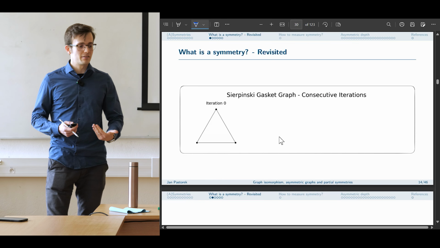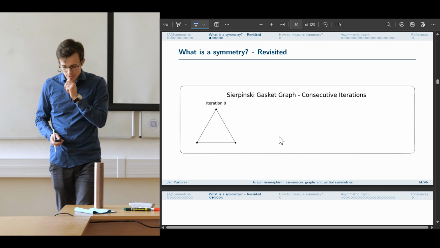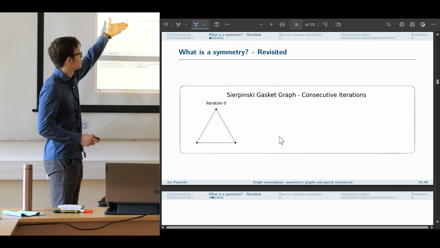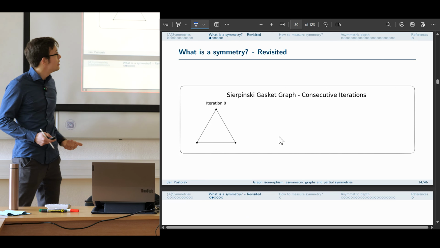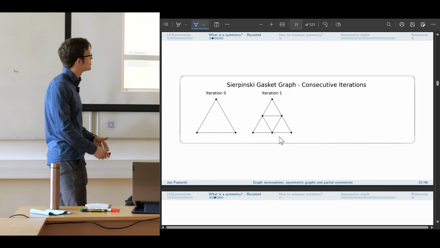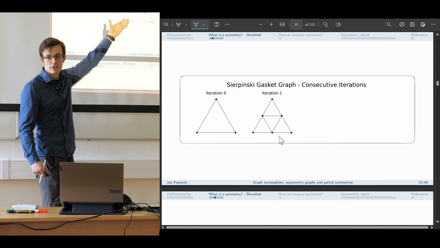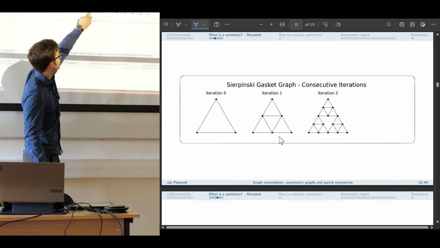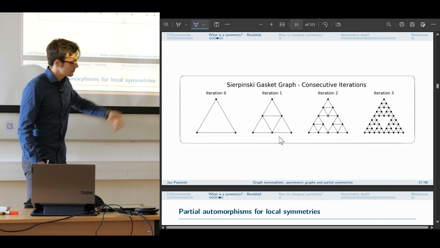So let's revisit what we mean by symmetry. And I want to give you again this very simple graph. But right now I want to challenge your intuition a little bit. It has 6 permutations that preserve the symmetries, 6 symmetries. And I'm going to iteratively construct the Sierpinski triangle out of it. I take the midpoints and connect them. This is the first iteration. Then I take these smaller triangles, again take their midpoints and connect them, and I arrive at the third iteration, which is this graph.